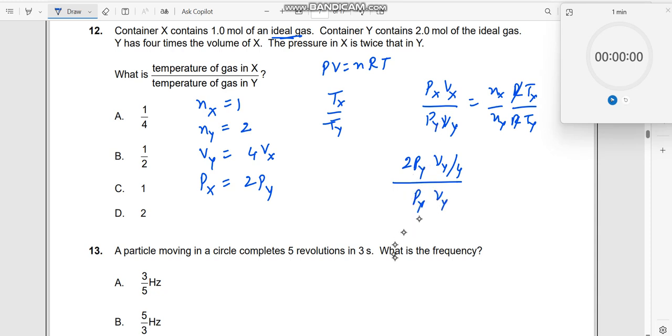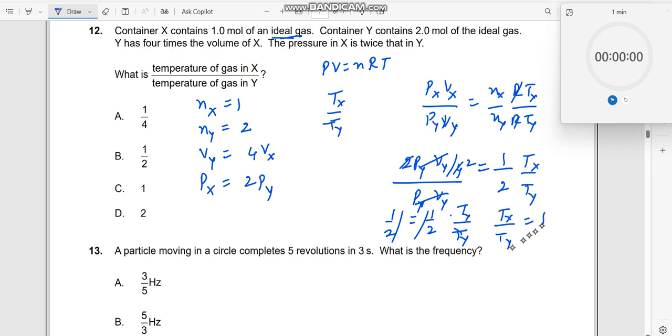I will just retain it like this, equal to, and what is Nx? Nx is 1 and Ny is 2, and this is Tx by Ty. So therefore Py Vy goes away. So you get 2 ones are 2, 2 fours are 8, so you get half is equal to half into Tx by Ty. In other words, this half and this half go away. So Tx by Ty will be equal to 1. So the answer is 1. Let us move on to the next.